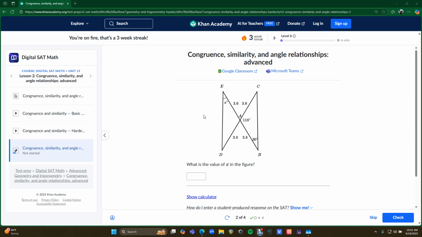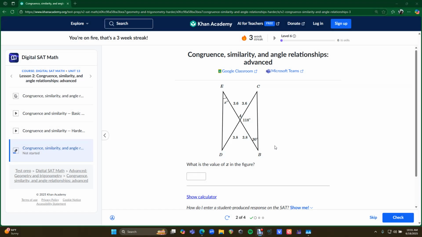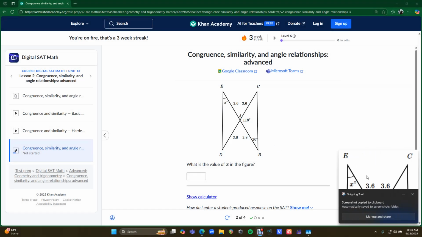Let's get a quick screenshot of this. Can't screenshot during this. I can do that. There we go. Wouldn't let me do it a different way. So we have that. So I'll just need to grab that when I open up LaTeX.